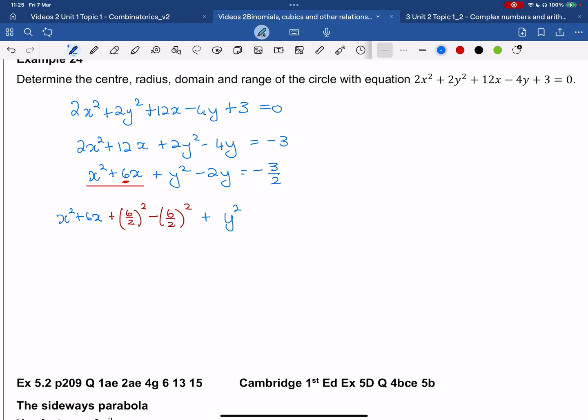So y squared minus 2y, and my coefficient of y is negative 2, so I'm going to halve it, square it, add it, and subtract it. So negative 2 over 2 all squared, negative 2 over 2 all squared, and that's going to be equal to negative 3 on 2.